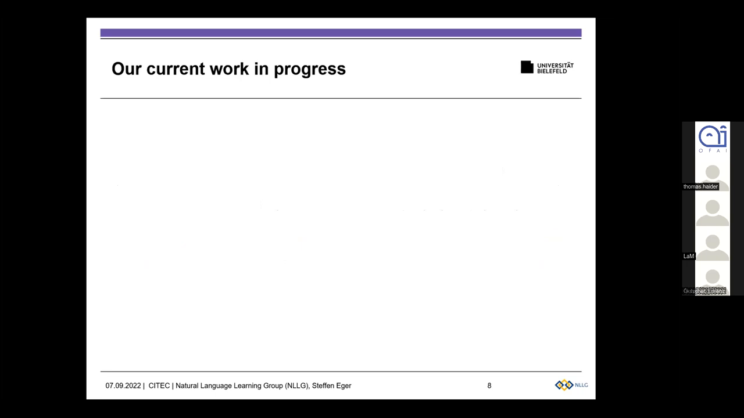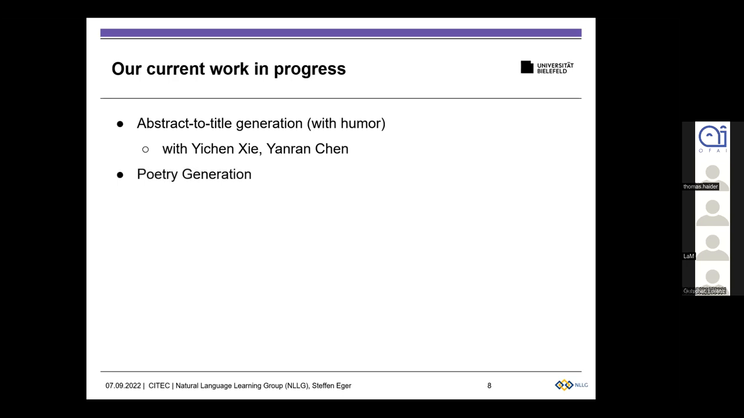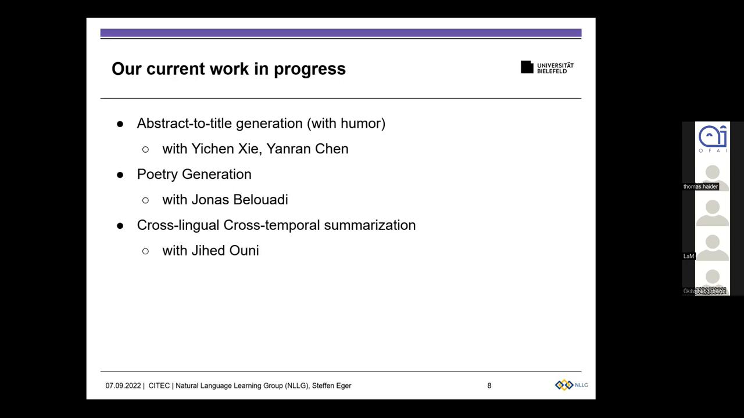Now in my work, I want to present our ongoing work. None of this has been published, but it's all work in progress, on applying those text generation models to humanities problems. I'm going to talk about three such problems. The first one is abstract to title generation, where we have a scientific abstract and want to generate the title from the abstract. We also want to generate humorous titles. This is joint work with my students, Yixian Xi and Yanran Chen. Then in the second part, I will talk about poetry generation, which is joint work with my student, Jonas Biluadi. And finally, I talk about cross-lingual, cross-temporal summarization, which is joint work with my student, Jihad Oni.